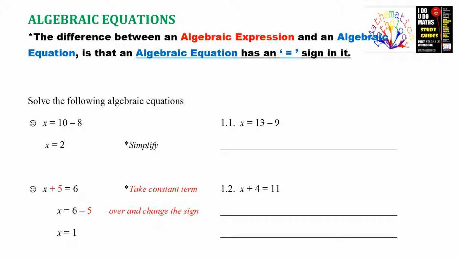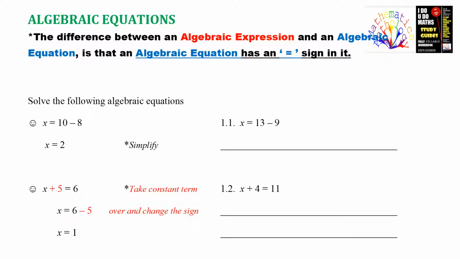Now, to solve algebraic equations, we need all our variables on one side of the equals to sign and all the constants to be taken over to the other side. So if we look at this equation, we have x plus 5 equals 6. There are 1, 2, 3 terms there. Of the 3 terms, only one term is the variable x term. So we'll leave that term on the left-hand side of the equation.